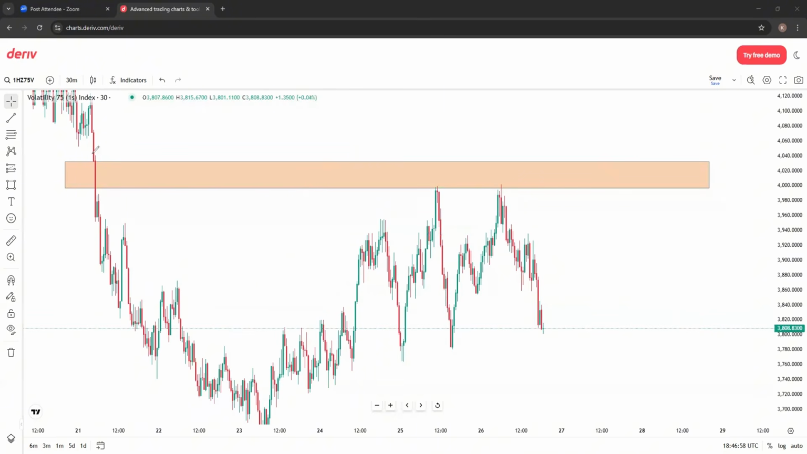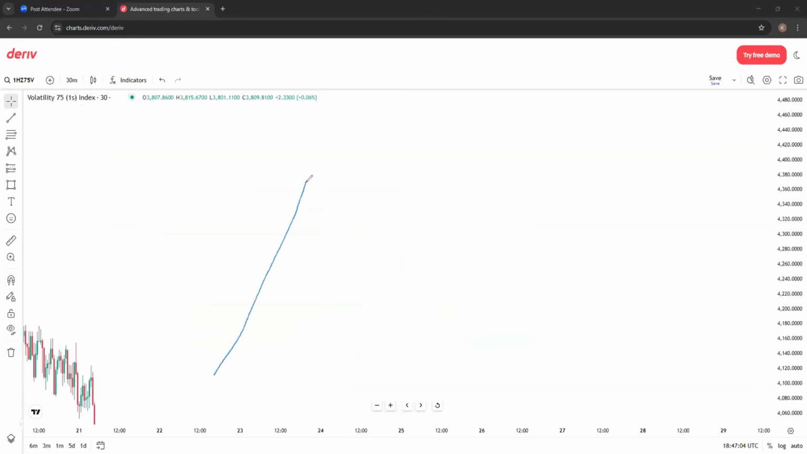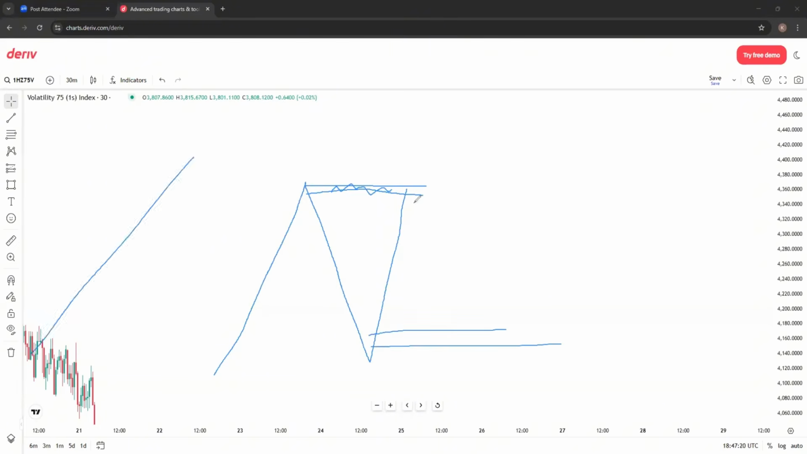So we have an entry model that looks like this. We can have price give us a high, then a low, then a high, where it actually comes and respects a supply zone that is here, and then there is a demand that's here, but then overall price will be in an uptrend. So price will come through that demand and then go up.